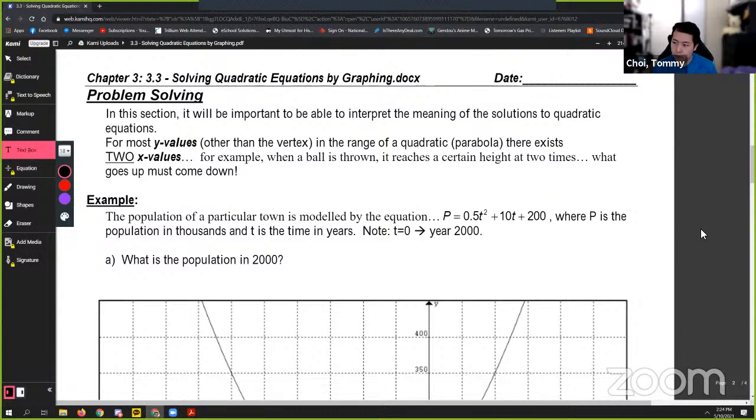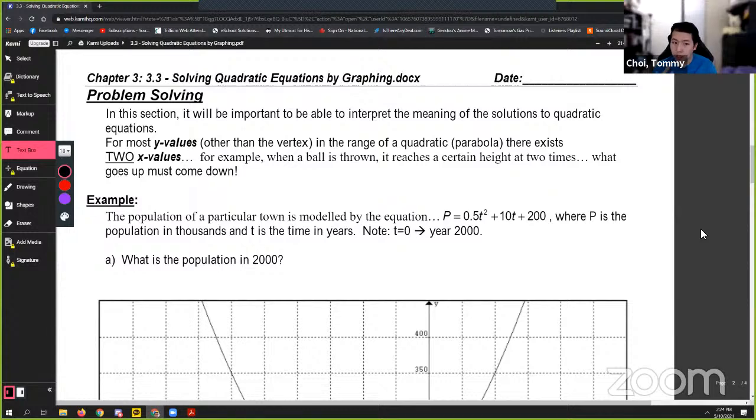If I'm asking, for example, a baseball is thrown into the air to catch, right? And then I ask you, what's the vertex? And then I ask you, what does that vertex represent? I'm asking you, what does the vertex mean in context of the word problem? If it was a baseball being thrown, I'd say the vertex is the maximum height of the ball and the time it takes to get there, right? That's what the vertex means.